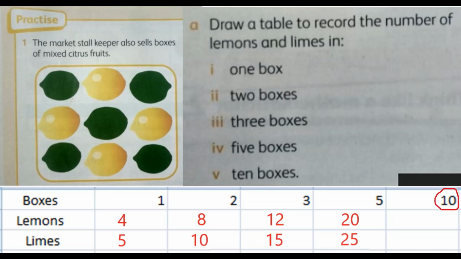And for 10 boxes, we're just going to take that number 10 and multiply the 4 lemons by 10 and the 5 limes by 10. So the answer for lemons is 40, and the answer for limes is 50. So those are the ratios that we have for the boxes indicated here for lemons and limes.